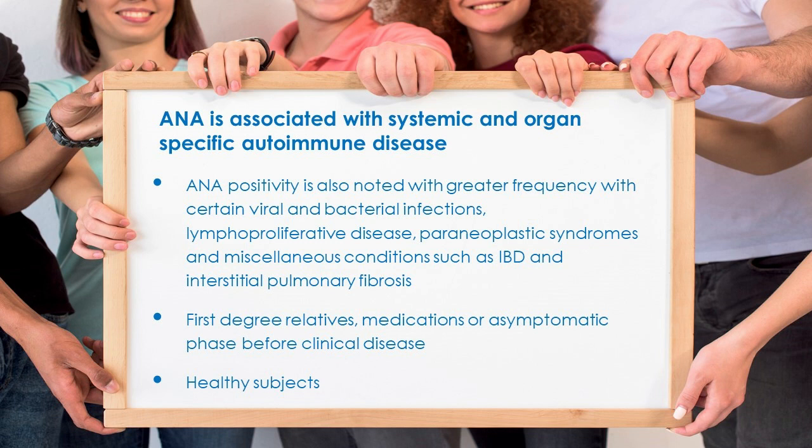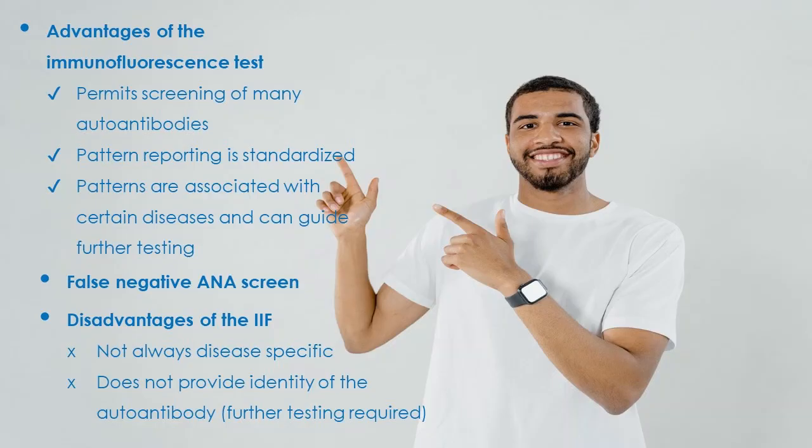If an ANA-associated autoimmune disease has been confirmed, further testing of the ANA titer is not recommended as it doesn't correlate with disease activity. Other tests are available, for example the anti-double-stranded DNA to determine disease activity in SLE. The advantages of the immunofluorescent test are that it can identify a very broad range of autoantibodies.